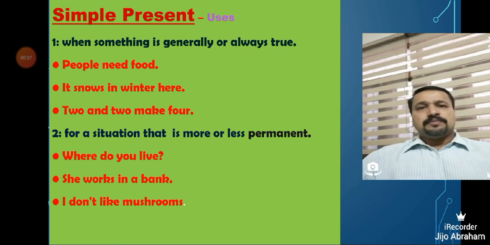The next one: a situation that is more or less permanent is stated in simple present tense. Where do you live? I live in India, or she works in a bank. I don't like mushrooms. So all these are considered to be permanent.